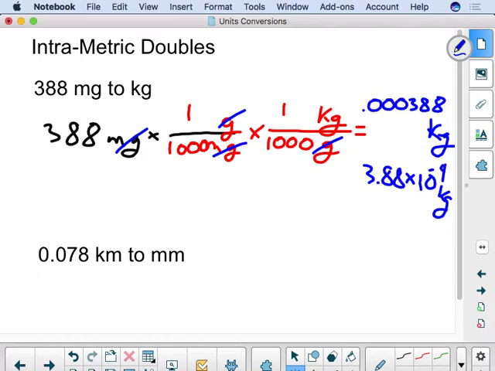Whoops. What about sig figs? So I had 3 here. Both of these answers have 3. It's good to pay attention to that, but we've got that in mind.